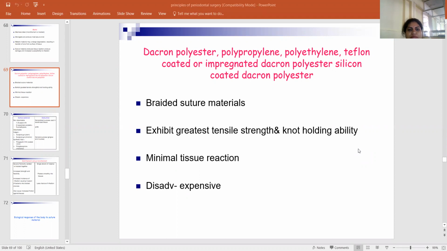Now about Dacron, polyester, polypropylene, polyethylene, Teflon coated or impregnated Dacron, polyester, silicone coated Dacron, polyester. It is a braided type of suture material and it exhibits greater tensile strength and knot holding ability. Because of the polypropylene and polyethylene quality, the suture has knot holding ability and does not produce any tissue reaction. But the main disadvantage is that the patient cannot afford it, because it is expensive.